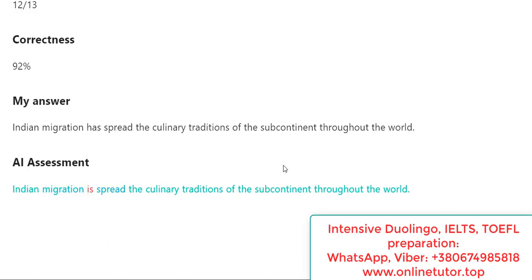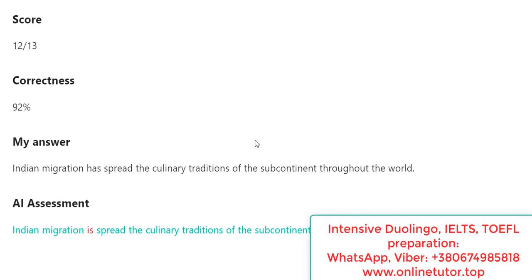So there should be "has", not "is". It's a mistake on the resource. It's impossible to say "Indian migration is spread the culinary traditions". No. It should be "has". So I'm right in this case. I'm sure of that. If you feel otherwise, you're welcome to write something clever in the comments. But I hope you will agree with me about this point.